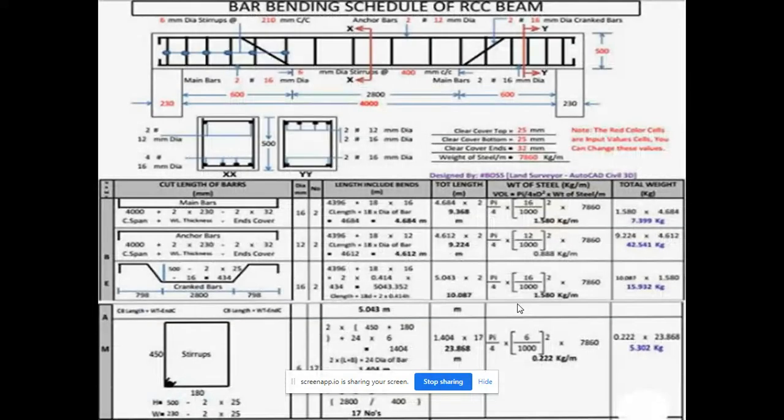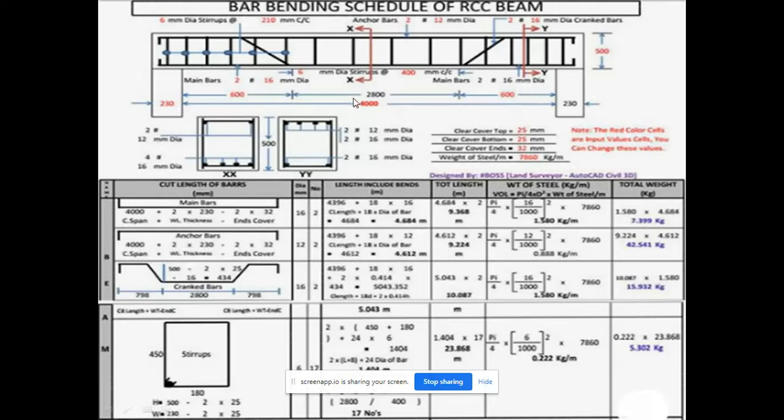So this is the exact diagram of it. Here also we have the complete diagram schedule. So these are the views at the cut section XX here. Similarly, this is the view of the cross section at YY.